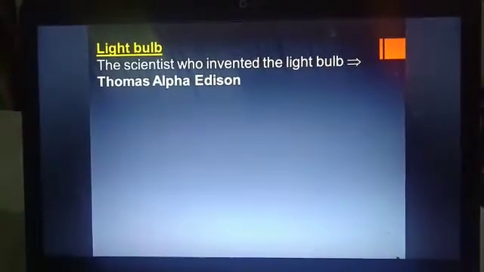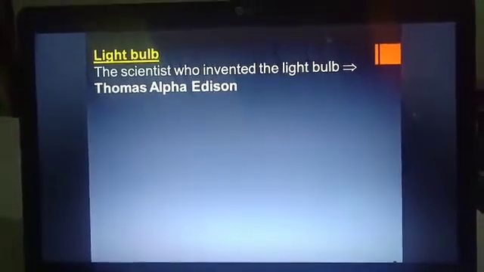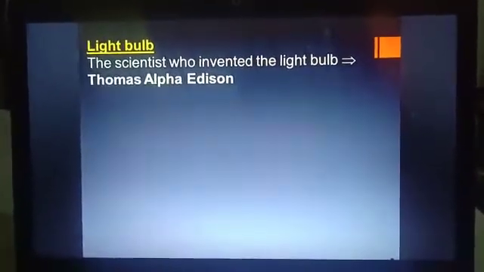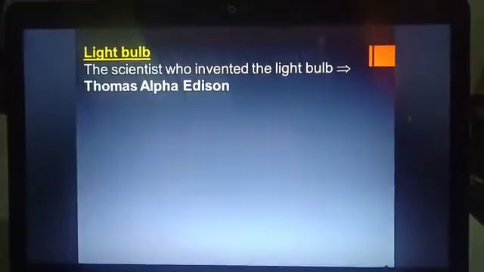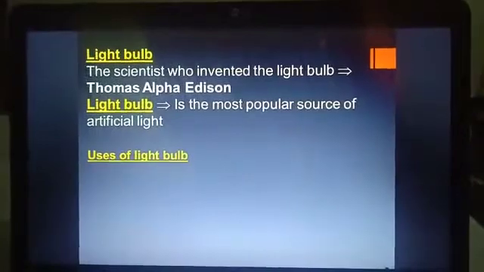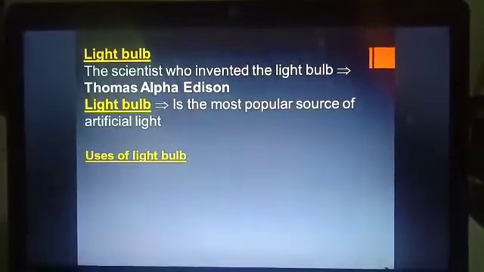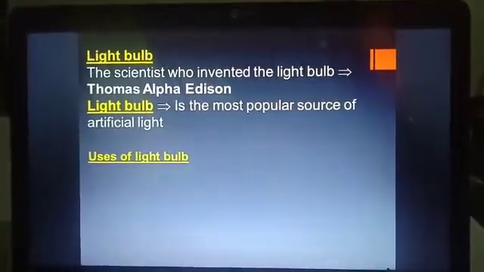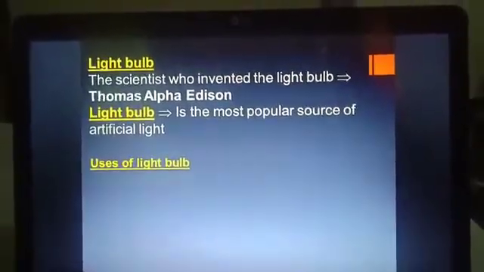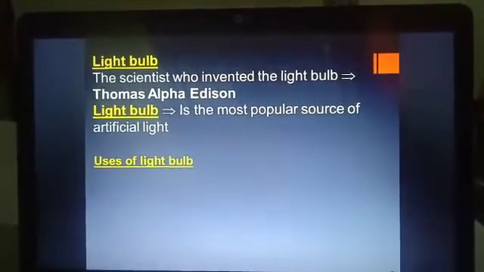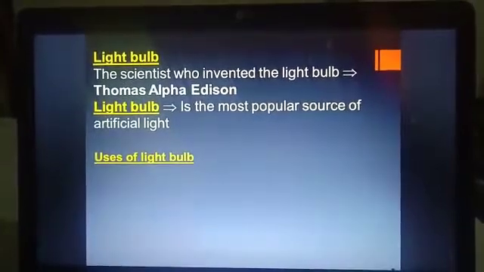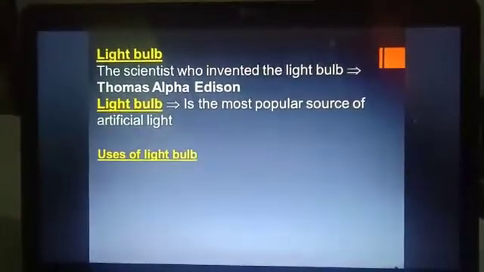What is the name of the scientist who invented the light bulb? Thomas Alva Edison. So, Thomas Alva Edison is the scientist who invented the light bulb. But what is the light bulb? It's the most popular source of artificial light. Why do I say artificial light? Because we have two sources of light. The main source of light is the sun, and artificial sources of light are like bulbs, fluorescents, and torches.